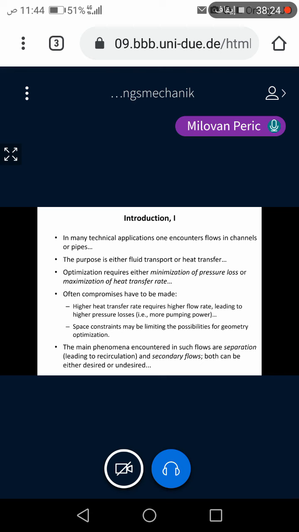And very often you have to do compromises, because if you want higher heat transfer rate, you would need higher flow rate, but higher flow rate will increase pressure losses. That is, you will need more pumping power, and so you have to make a compromise somewhere how much pumping power you want to afford, and then for the given pumping power, you want to maximize the heat flux, for example. And very often there are space constraints which can be limiting the possibility of geometry optimization.